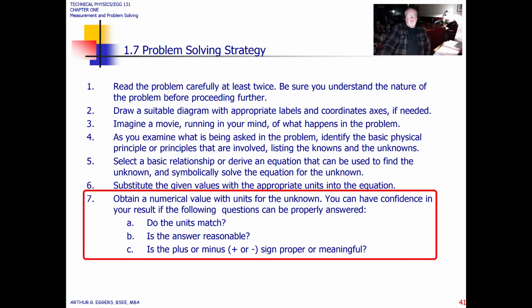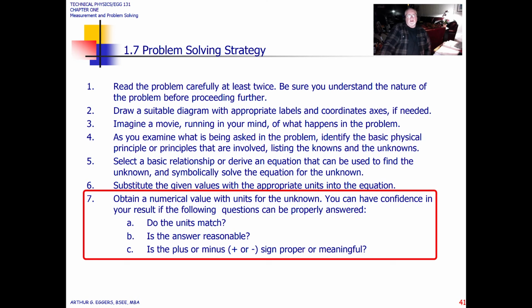You can have confidence in your result if the following questions are properly answered. A, do the units match? That comes down to, does it make any sense? Does the number make any sense? Do the units make any sense for what you are looking for? If you come up with velocity and you know that the answer should be acceleration, you know that the problem doesn't make any sense.